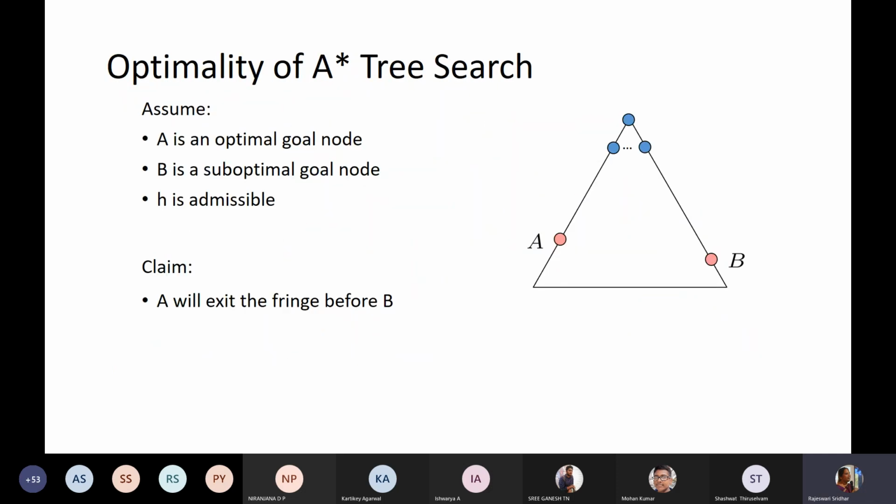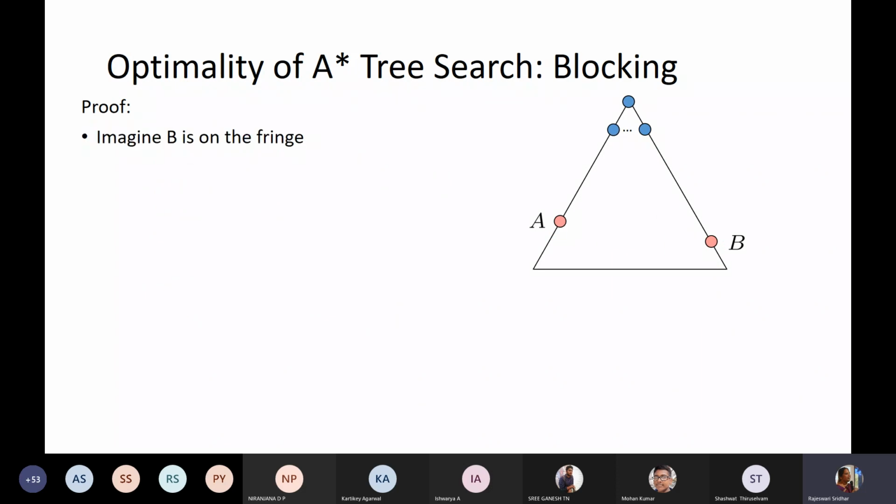Optimality of A star search: it is optimal. Supposing A is an optimal goal node and B is a suboptimal goal node, and h is admissible, A will exit the fringe before B. A will be in the fringe, but once A is reached, A will be out of the fringe. Therefore, you will always get the optimal goal node in your A star search.